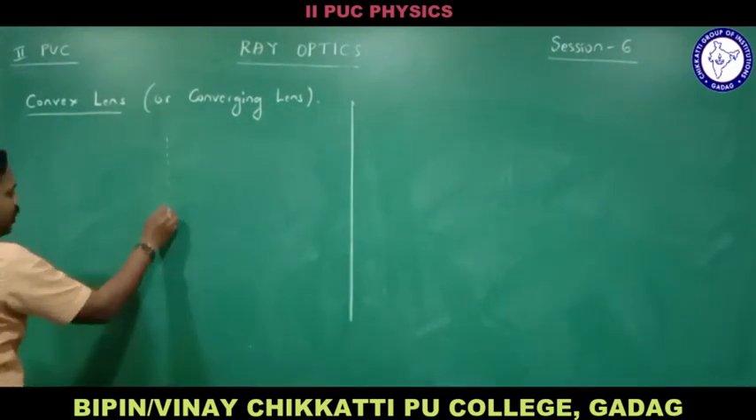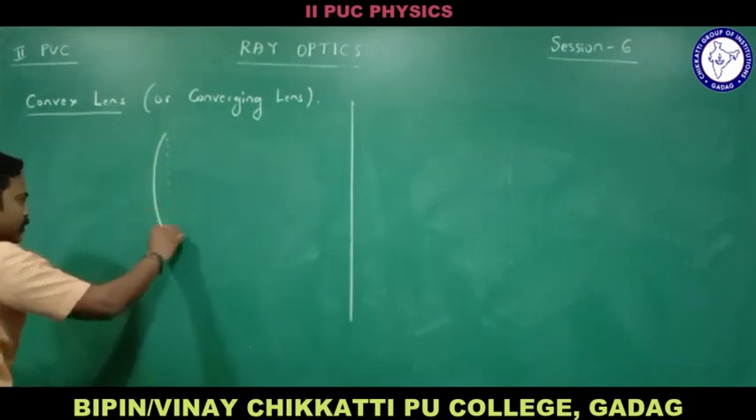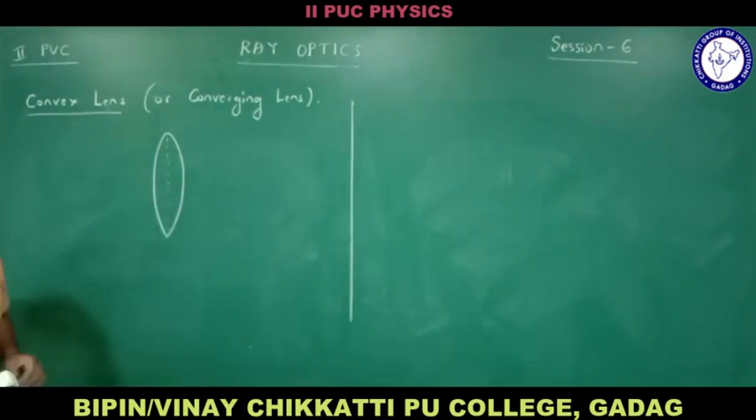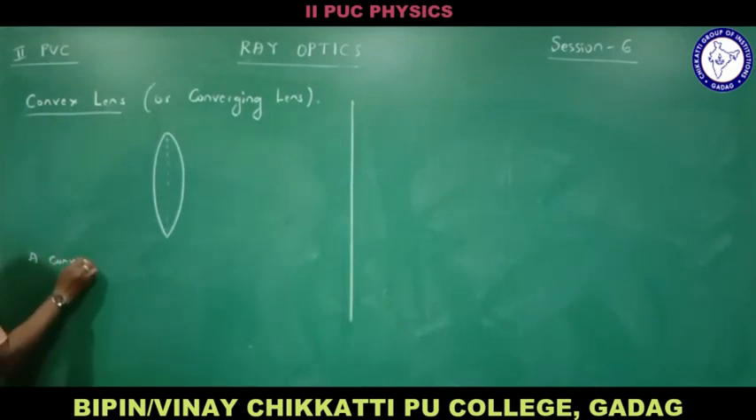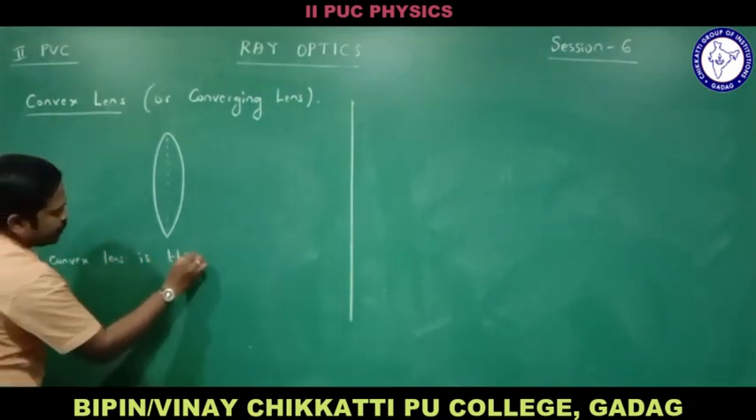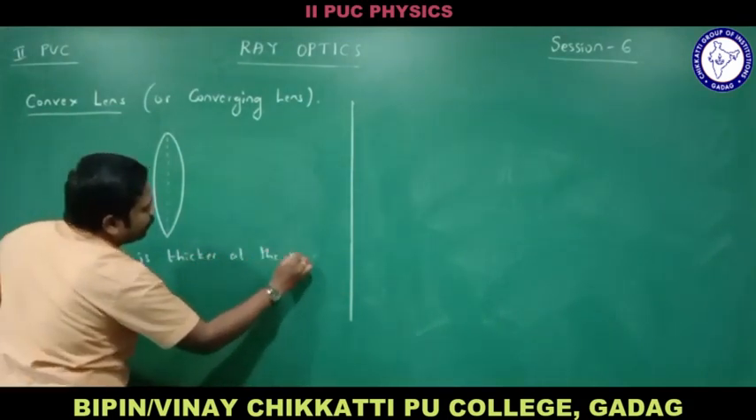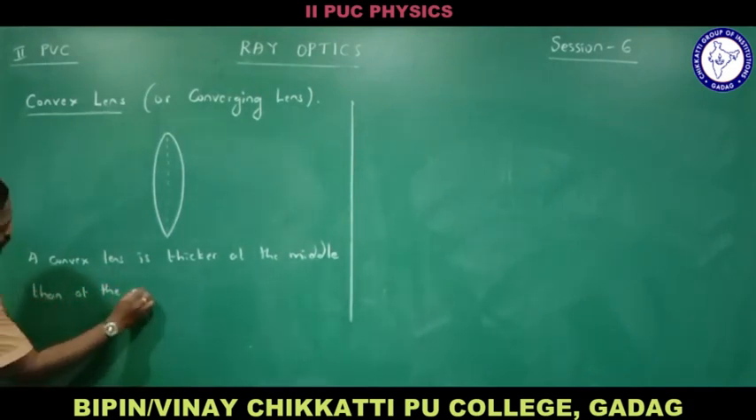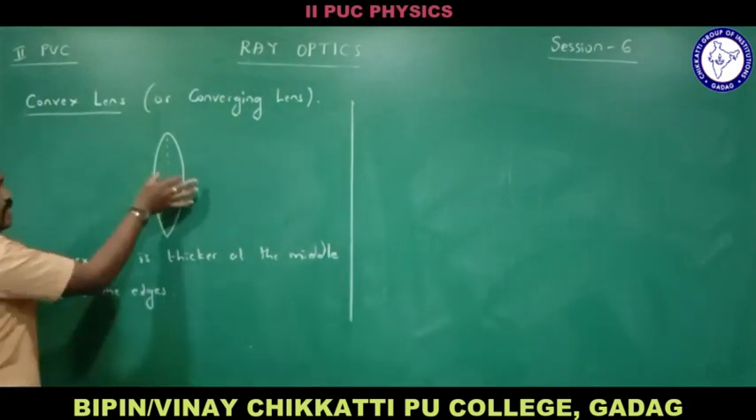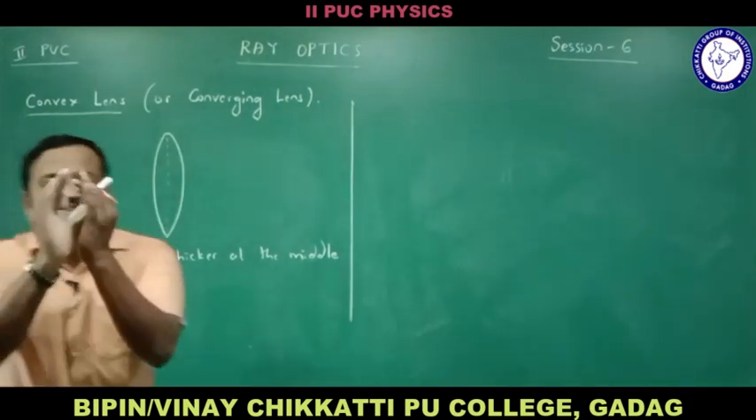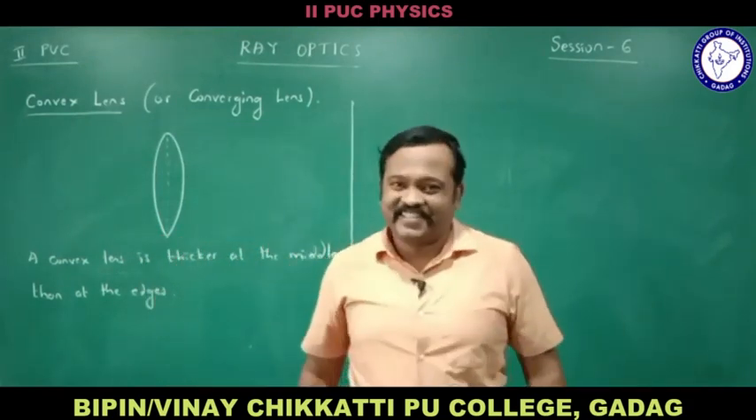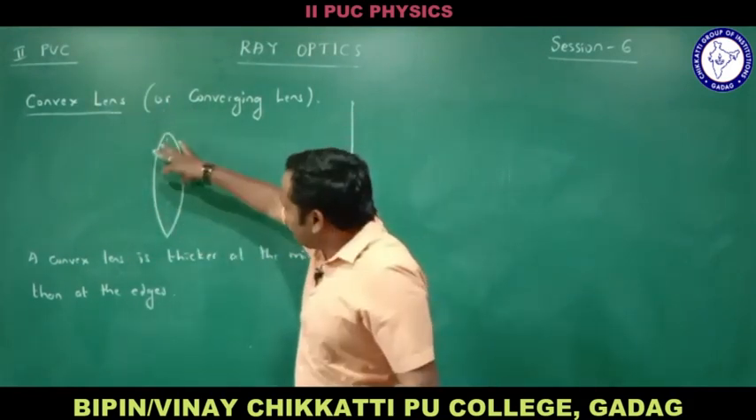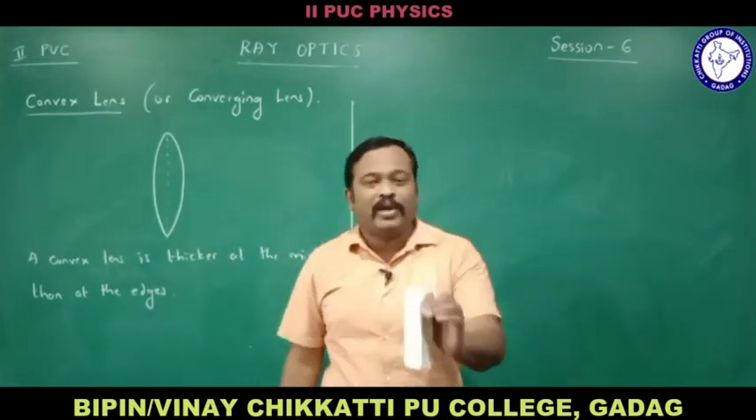This is a convex lens. Let me take it like this. It is a lens which is like this. This kind of lens is called a convex lens. A convex lens is thicker at the middle than at the edges. If you compare, this lens is thicker at the middle than at the edges. So this kind of lens is called a convex lens, right? Thinner at the edges, thicker at the middle.